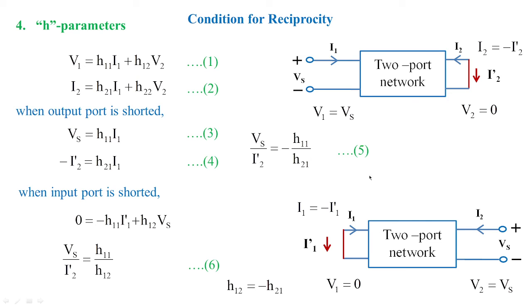So that we can equate equation 5 with 6, and we can get the condition for reciprocity for hybrid parameters, which is equivalent to H12 is equal to minus H21.